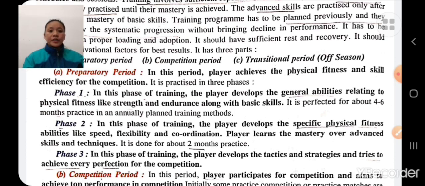In the second phase, we develop the specific physical fitness, that is speed, flexibility, and coordinative ability of a player. And also we develop the advanced skill and technique. It is of 2 months. Skill means the basic movement of that game, and tactic means combination of skills.